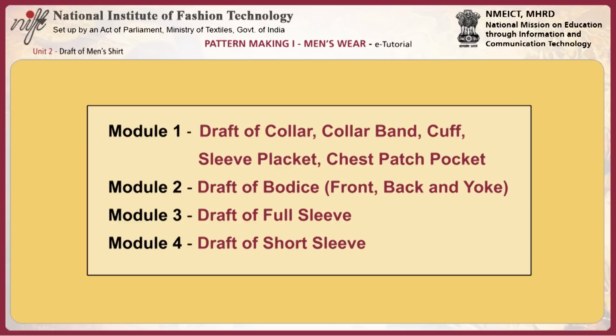This unit enables students to practice drafting patterns for the collar, collar band, cuff, sleeve placket, front chest patch pocket, draft of bodice, front, back and yoke and sleeve. The methods and principles used in drafting patterns is by measurements taken from actual body size and then adding the ease according to the fit or using a standard measurement chart of any brand or country. The method is also user friendly, which allows you to modify or change the measurements if necessary before finalizing the patterns.